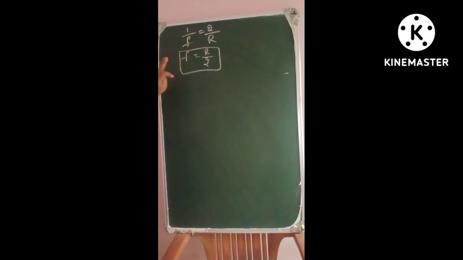In your final exams, this will be asked for 5 marks. You have to draw the diagram, then you have to derive the expression up to f is equal to R by 2. Stepwise you will be given the marks.